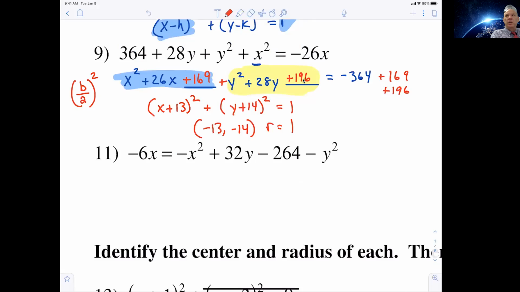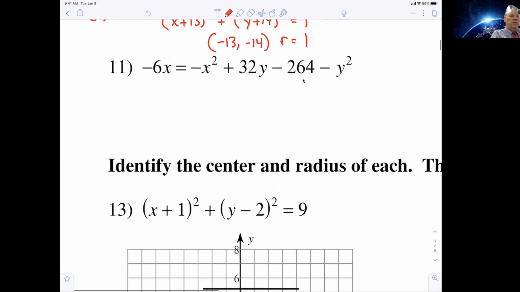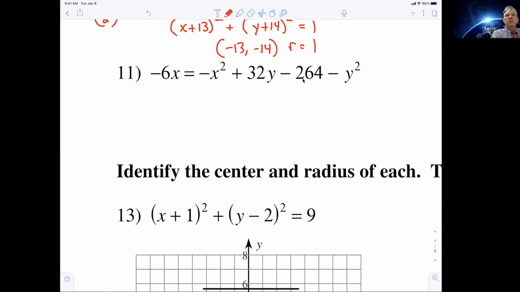So does anybody have any questions with number 9? It's a very easy process, but you just have to remember the half and square part. So now let's look at number 11. Number 11 is kind of a mess because there are negatives. I don't want the squares to be negative, so I'm going to move them over. Remember, your objective is to put the x's together, put the y's together, and then you want the leading coefficient to be positive. Let's see if we can do that real quick.